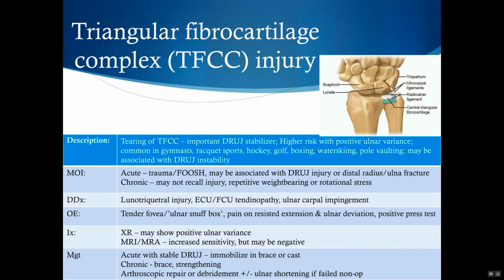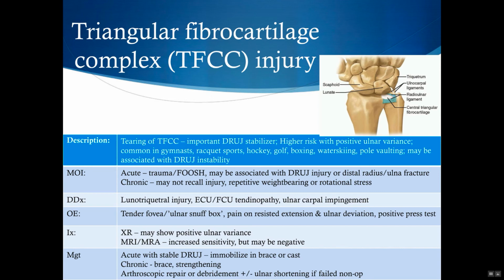The press test, which you can do in clinic, involves asking the athlete to use both hands to push up from a chair from a seated position. This reproduces axial load, and it's positive if it reproduces the pain. X-rays might show positive ulnar variance, which predisposes to TFCC injuries because of the increased compression forces. MRI or MR arthrogram is more sensitive, but sometimes it's negative.